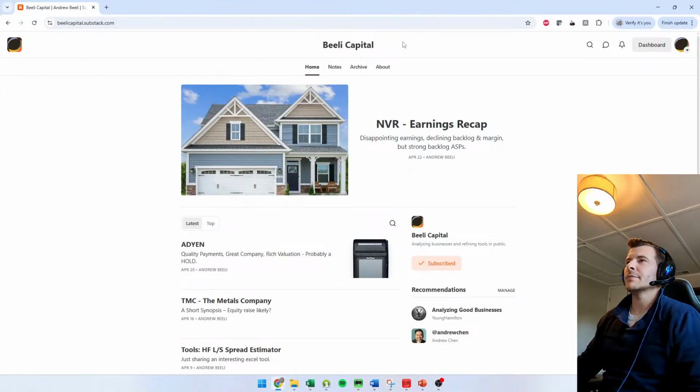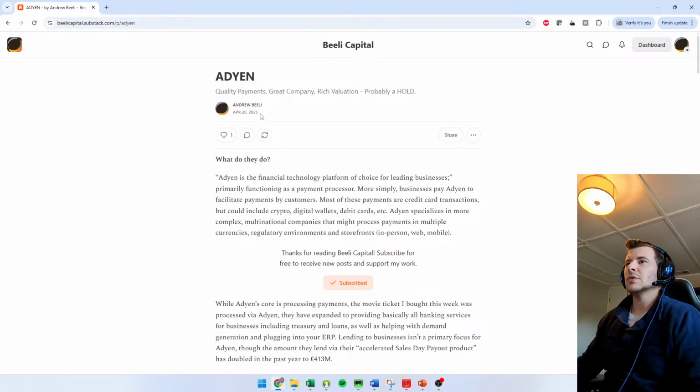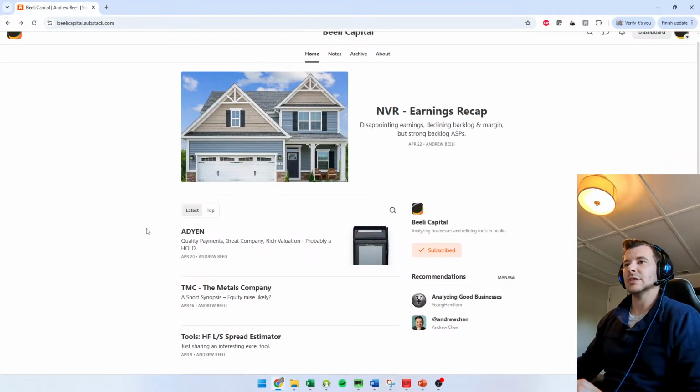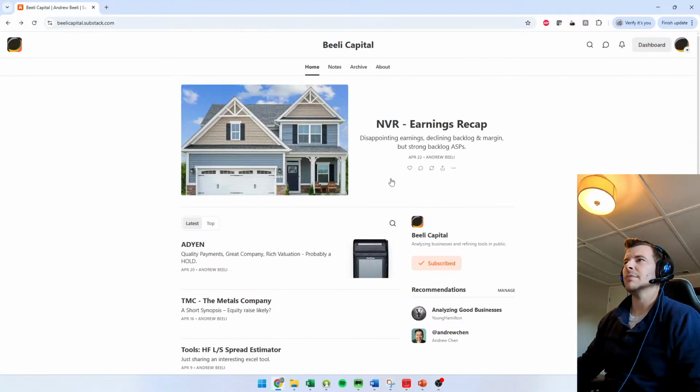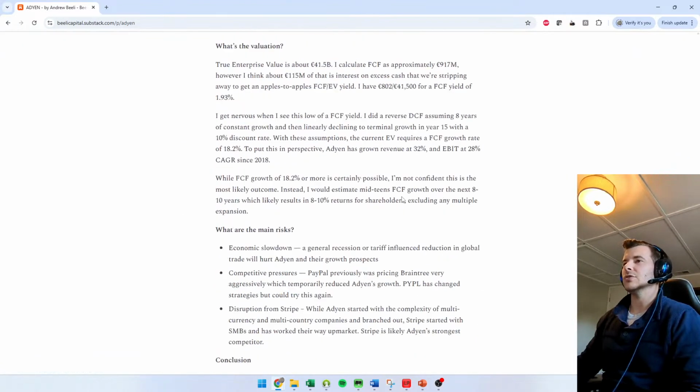If you're unaware, this is Substack, beelycapital.substack.com. Recently, a little over a week ago, I did a write-up on Adyen, which was an interesting company. Hopefully people appreciated it. Today I just want to share a little bit of how I reached some of the conclusions in the piece.